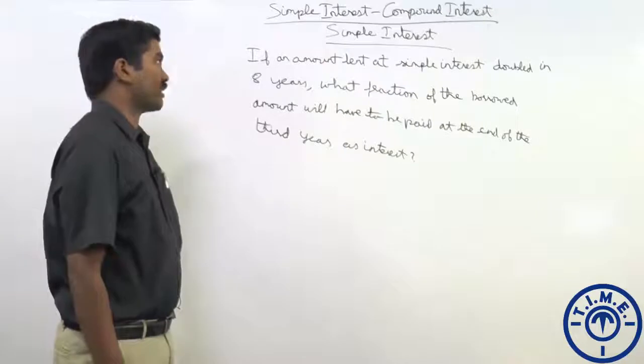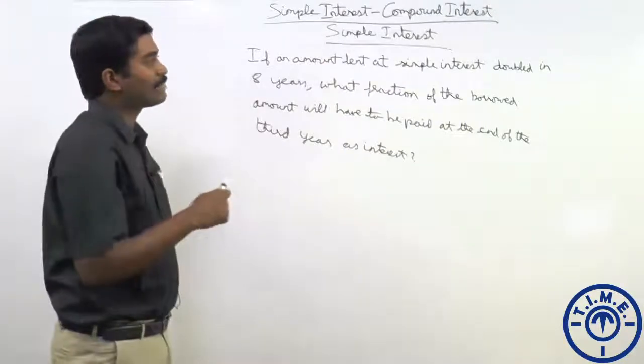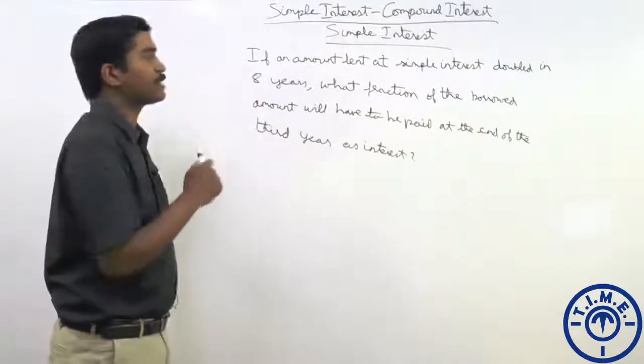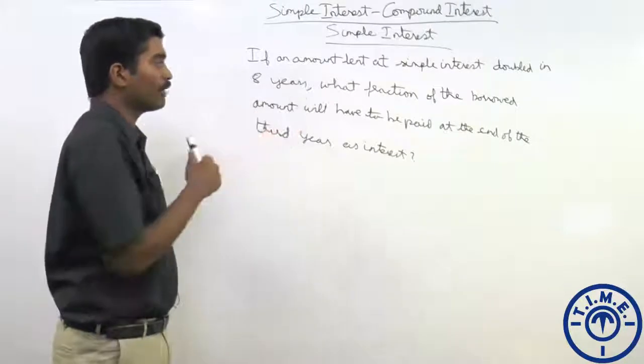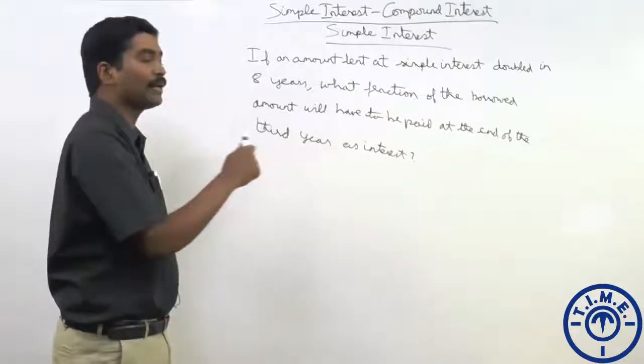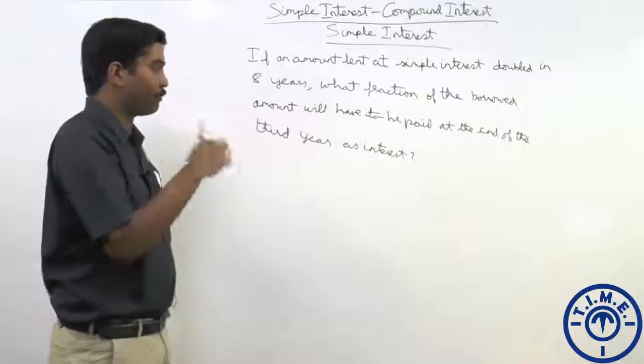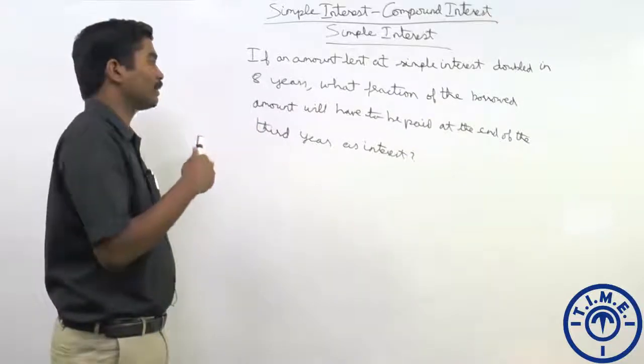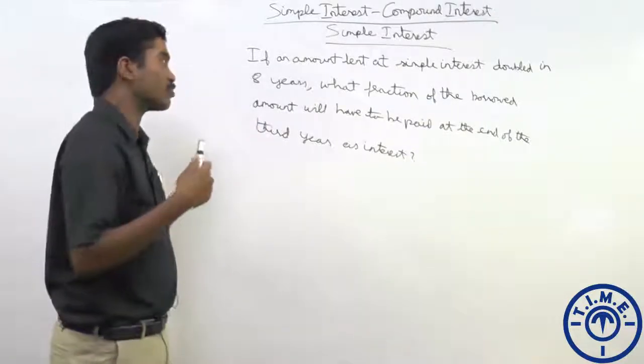So, let us look at this question. If an amount lent at simple interest doubled in 8 years, what fraction of the borrowed amount will have to be paid at the end of the 3rd year as interest? That is, if I plan to close my loan in the 3rd year itself, by the end of the 3rd year, that is to mean.